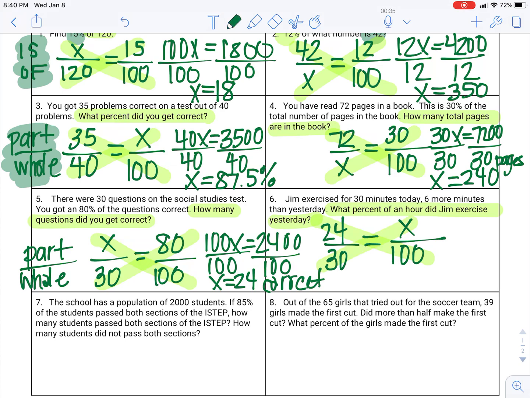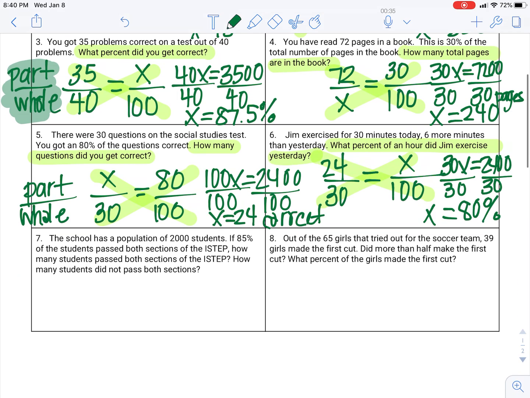Now I go about cross multiplying, so I get 30x equals 2,400. And when I divide by 30 on both sides, this should be one you could do by canceling out zeros and dividing, but 2,400 divided by 30 is 80. And I know that 80% sounds about right because 24 out of 30 is pretty close. All right, the last two.